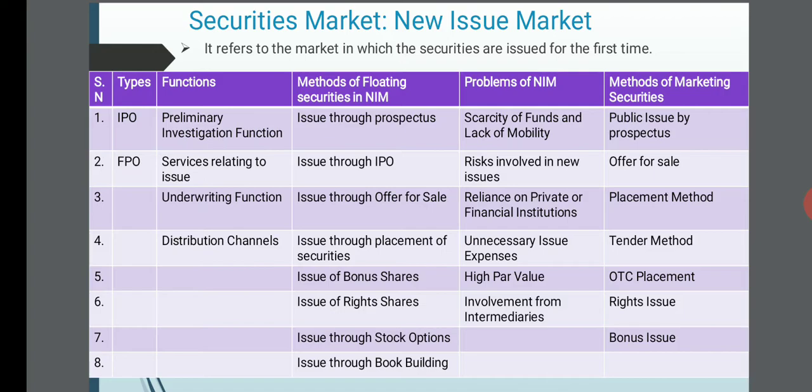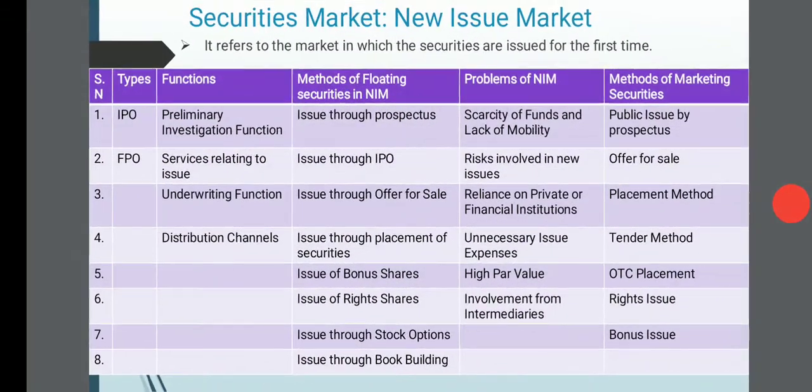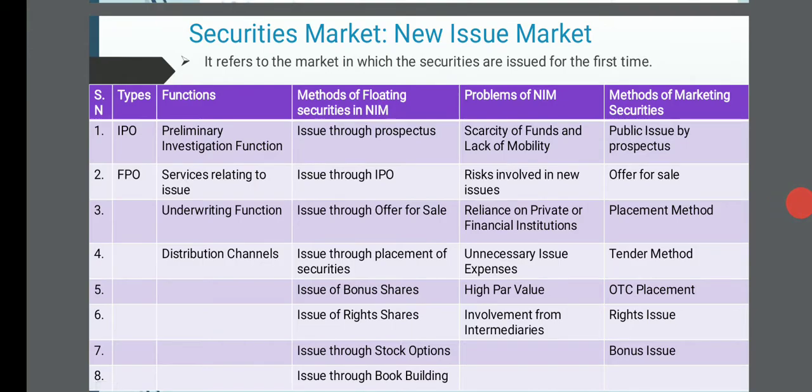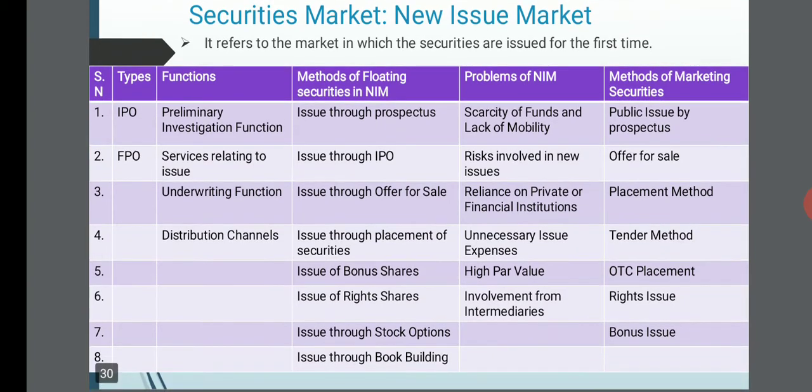Types are initial public offer and follow-on public offer, FPO and IPO. IPO means when a company is coming with securities for the first time to the public, and FPO is when a company which already has its shares issued to the public is coming up with a fresh issue of shares. Then the functions are preliminary investigative functions, services relating to issues, underwriting functions, and distribution channels.